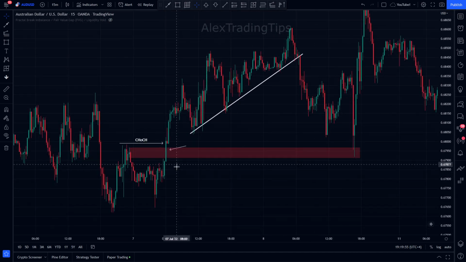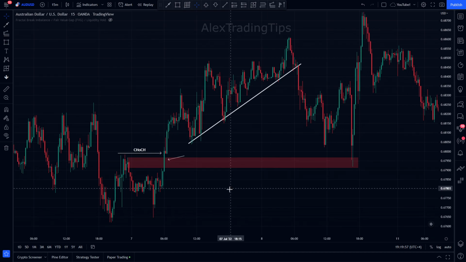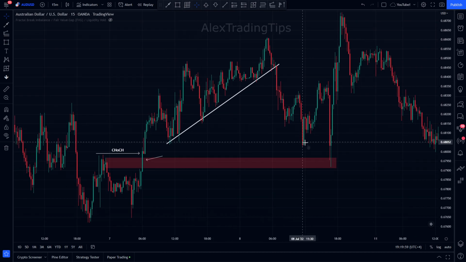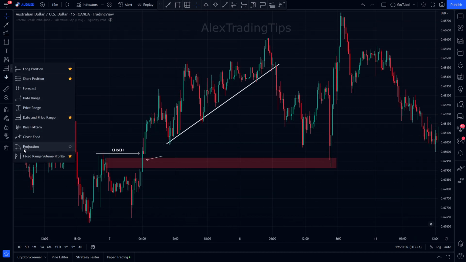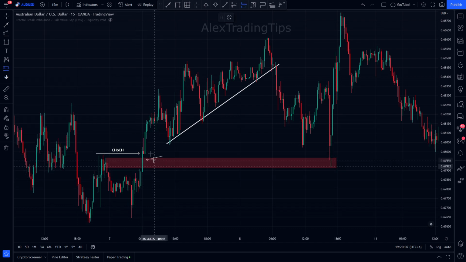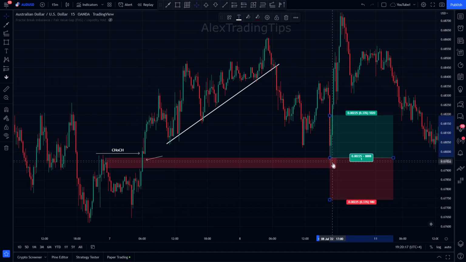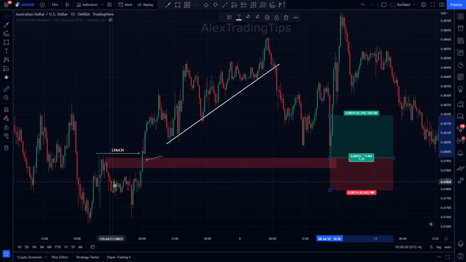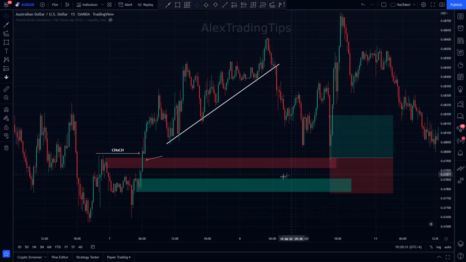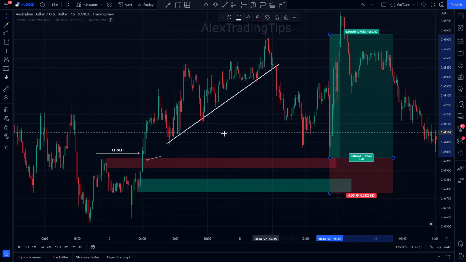Now back to this failed supply zone and imbalance that was left behind for a number of hours. As I mentioned earlier, you would always want to cover the demand zone that created this imbalance. So if you were to enter right here, you would want to also cover this demand zone because price could push down into it to grab any orders that were left behind before continuing higher.